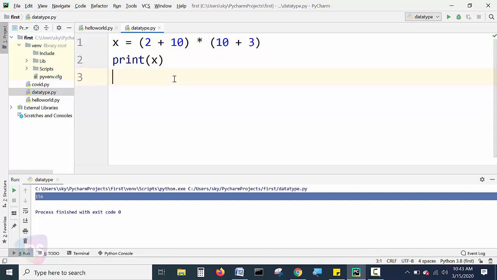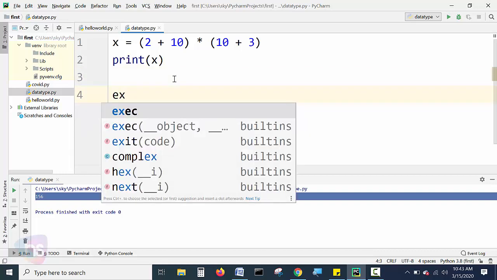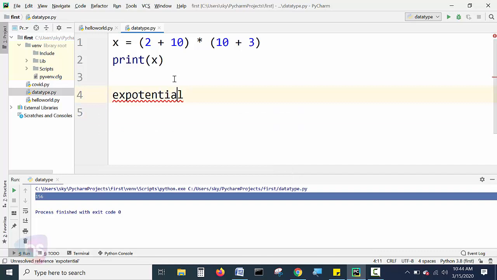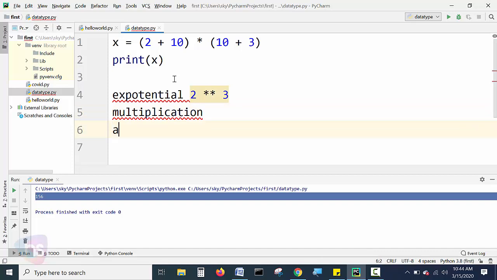All right, and now we will see one more example, following the rules. First it will be the exponential, the number we can call it, in the interpreter, it is 3. And now it will follow the rule of multiplication, and next it will be either addition or subtraction. That will be followed.